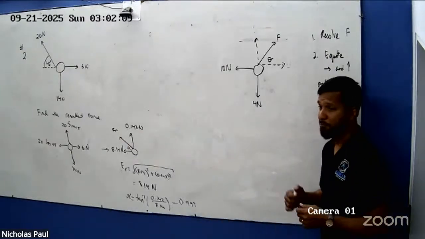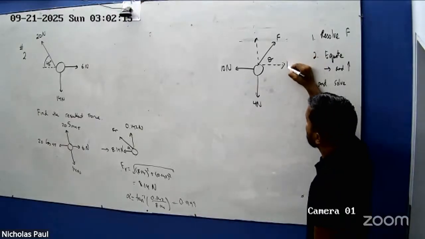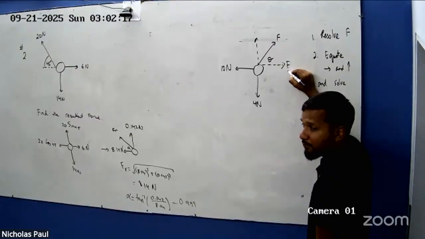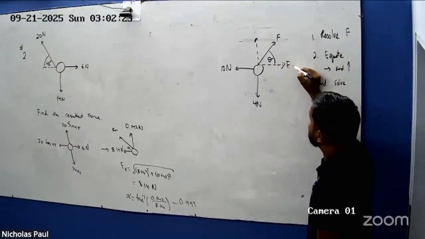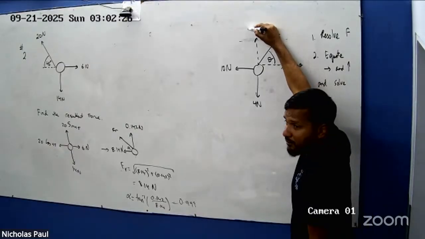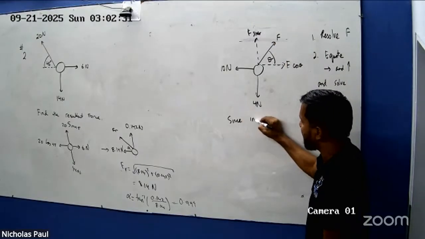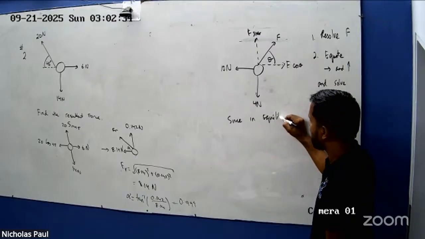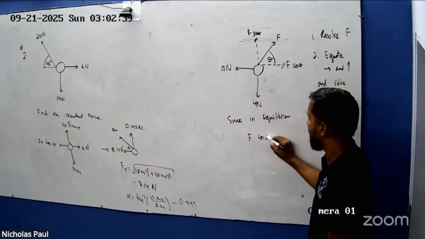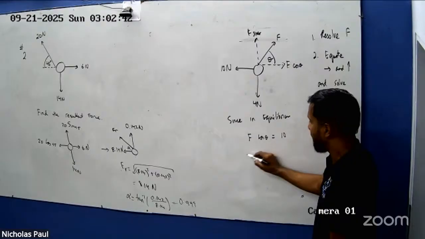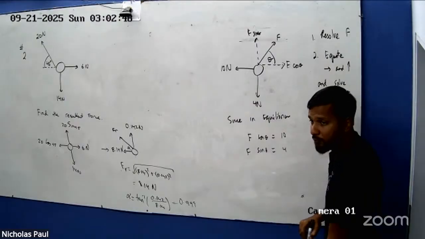Resolve here from what you get. F what? F has an adjacent, so that'll be F cos theta. And here it's F sine theta. It's in equilibrium, so left equal to right. So F cos theta is 10 and F sine theta is 4.